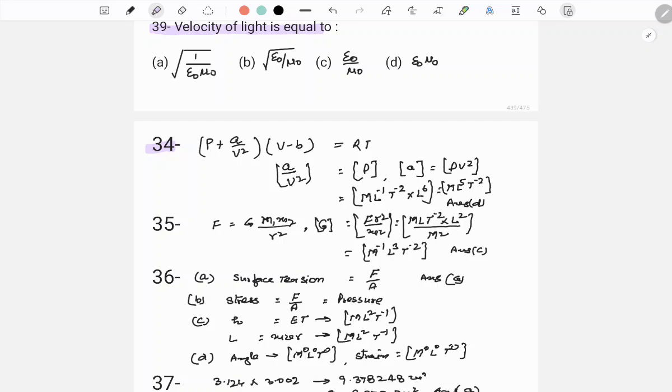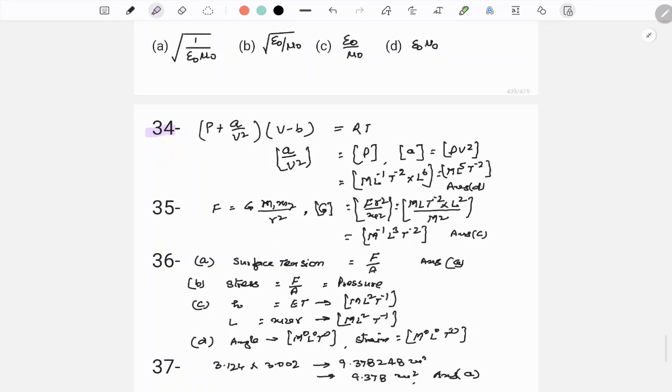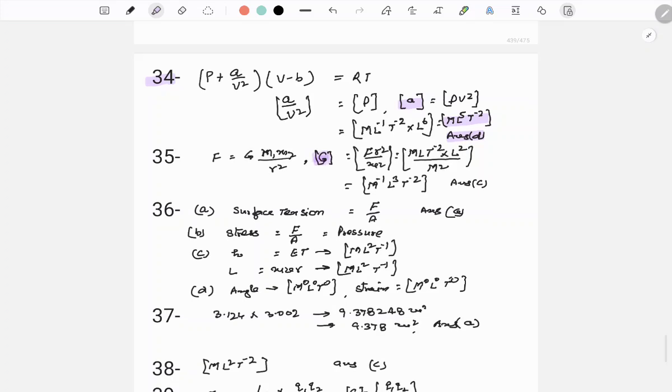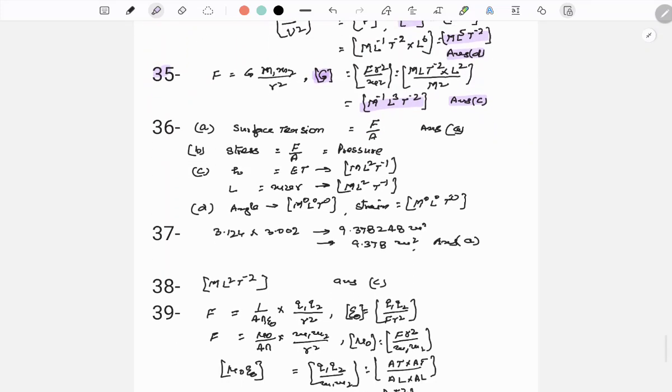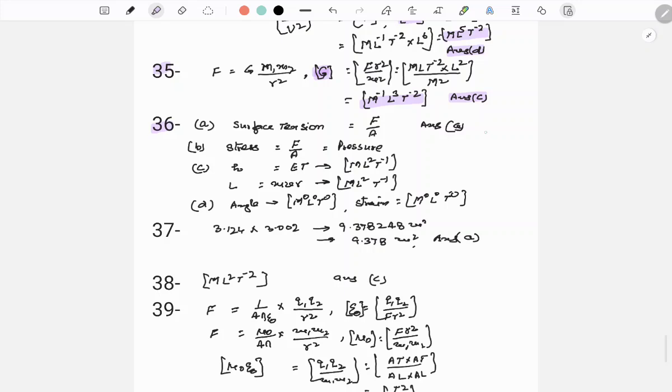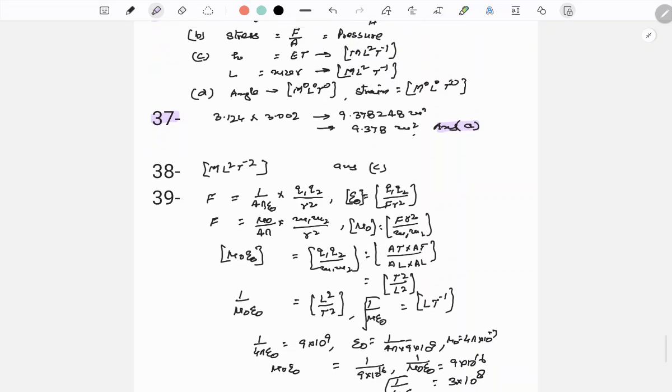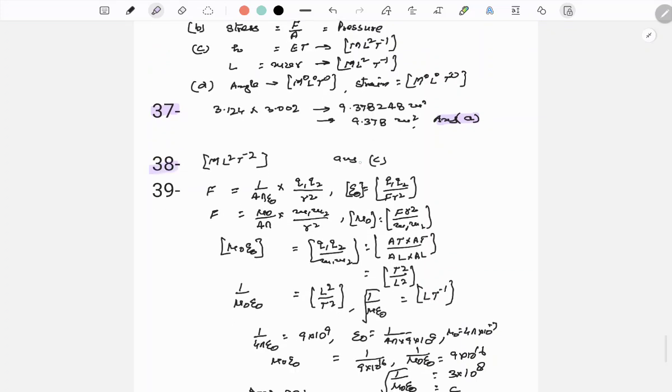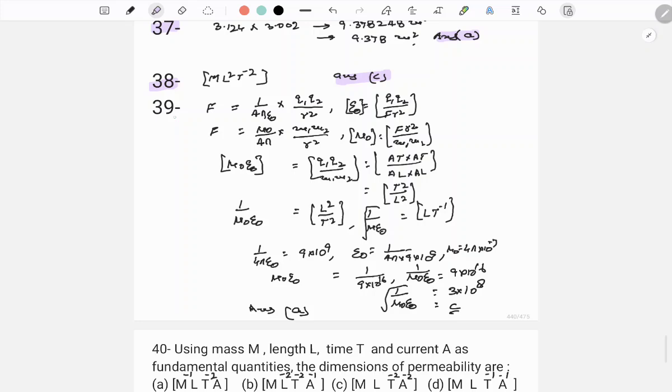Answers. 34th. Dimensions of A is M L square T to the power minus 2, answer is D. Dimensions of G is M to the power minus 1 L to the power 3 T to the power minus 2, answer is C. 36th answer is A. 37th answer is A. 38th answer is C. 39th answer is A.